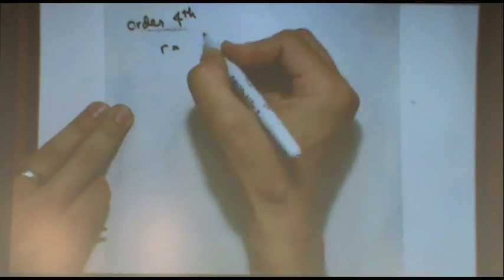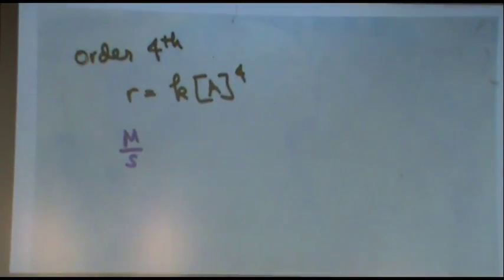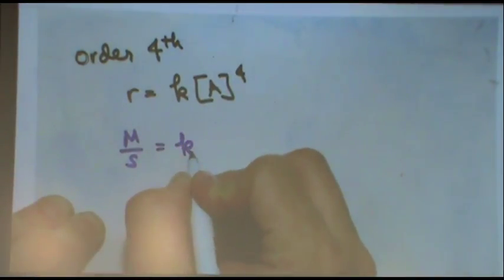So what I would do is write the rate law. Okay, A to the 4th. Now I put in the units. Again, we're trying to figure out the units of K for a 4th order reaction. Well, rate is always molar per second. It's the concentration per time. It's like a velocity. K is the one we don't know.